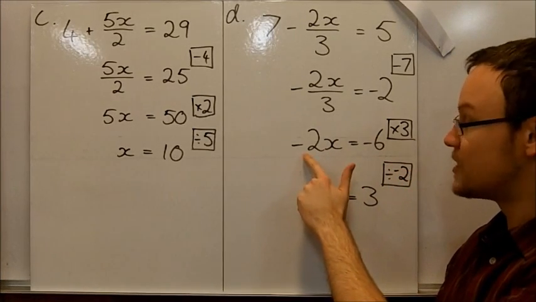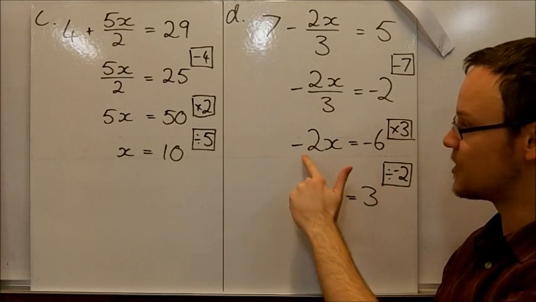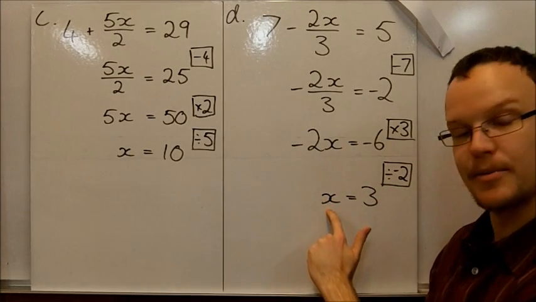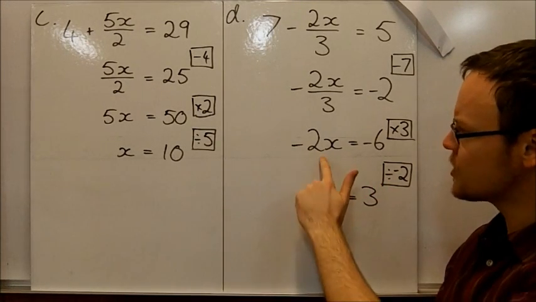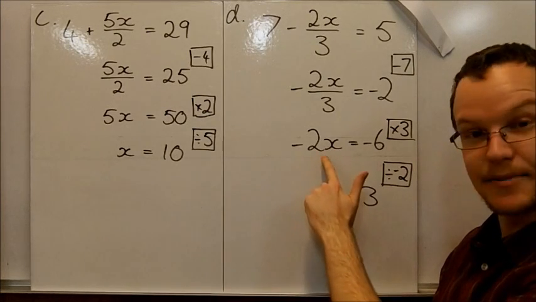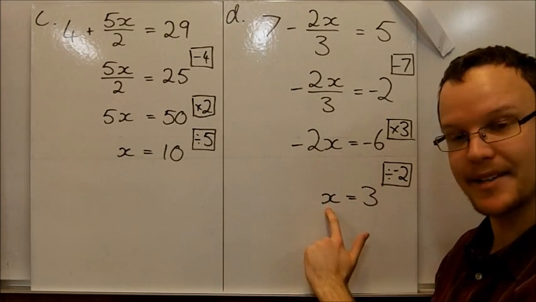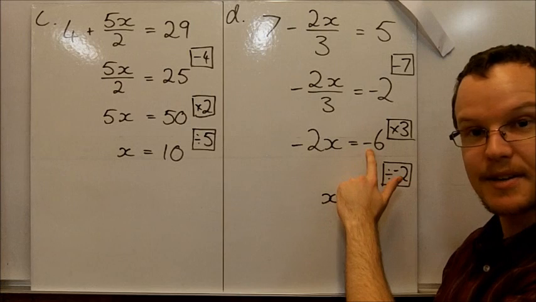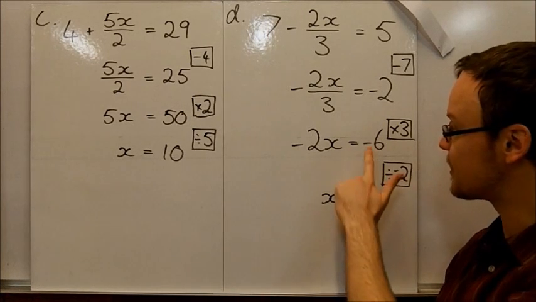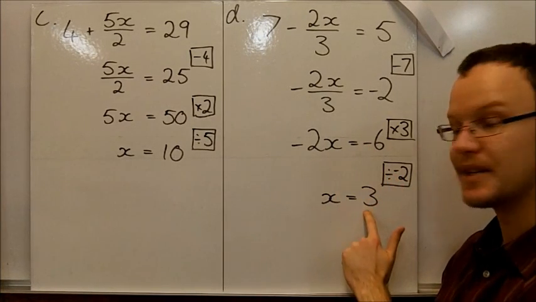Now, if we divide both sides by negative 2, we will be able to get just x. So if we divide negative 2x by negative 2, we get x. If we divide negative 6 by negative 2, we get 3, because a negative divided by a negative is a positive.